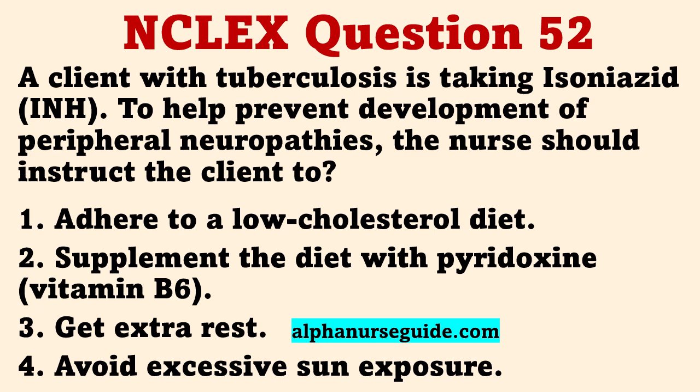A client with tuberculosis is taking isoniazid, INH. What should the client do to help prevent development of peripheral neuropathies? The nurse should instruct the client to 1. Adhere to a low cholesterol diet. 2. Supplement the diet with pyridoxine. 3. Get extra rest. 4. Avoid excessive sun exposure.